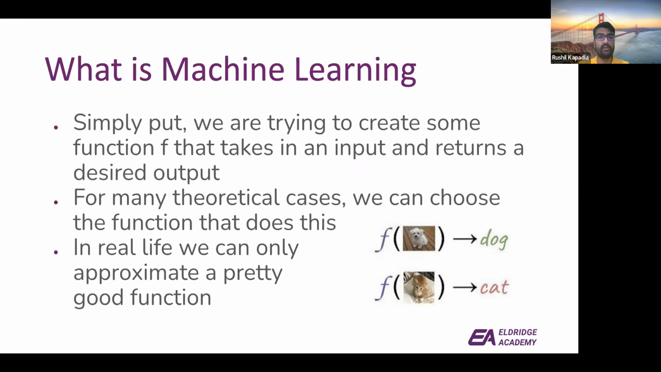And for many theoretical cases, we can choose a function that does exactly this. What that means is if I give any picture of any dog, it should be able to say this is a dog. Any picture of any cat, it should say this is a cat. And maybe even some humans for some problems can reach this state, but you can envision that maybe there's a dog that looks like a cat or a cat that looks like a dog, and even humans get that wrong.